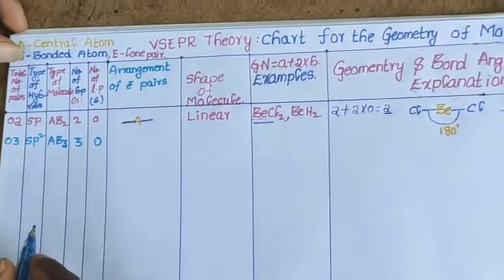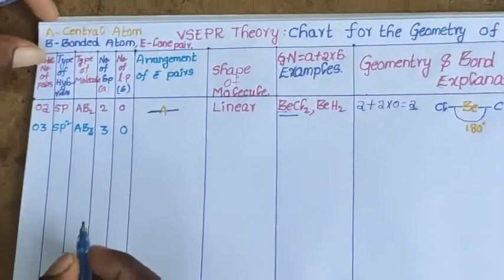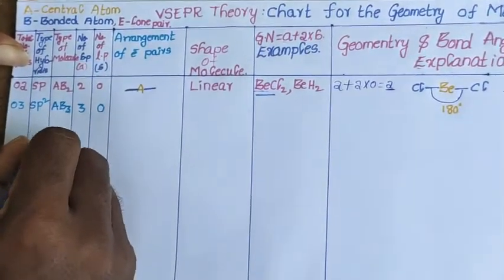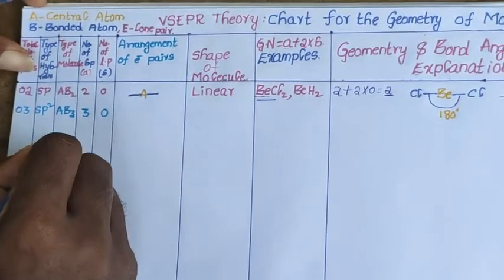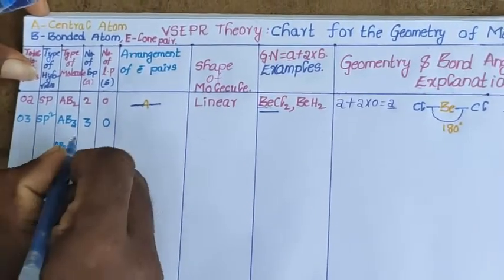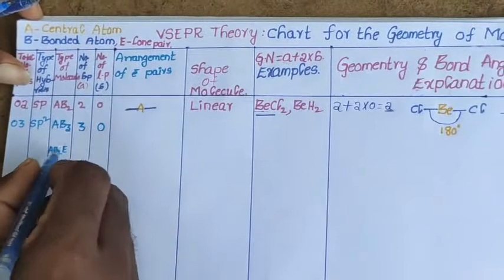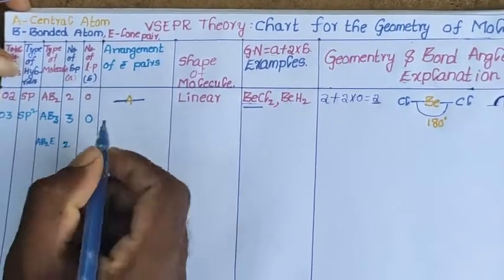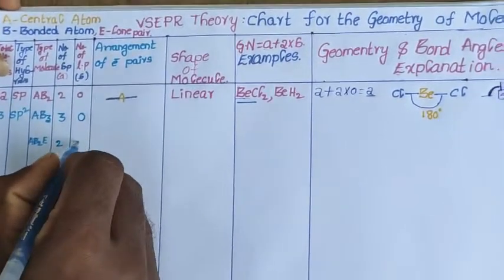This is one type. And the next type is AB2E. There I will add one lone pair. So how many bond pairs are there? B2 means 2 bond pairs. How many lone pairs? 1 lone pair.